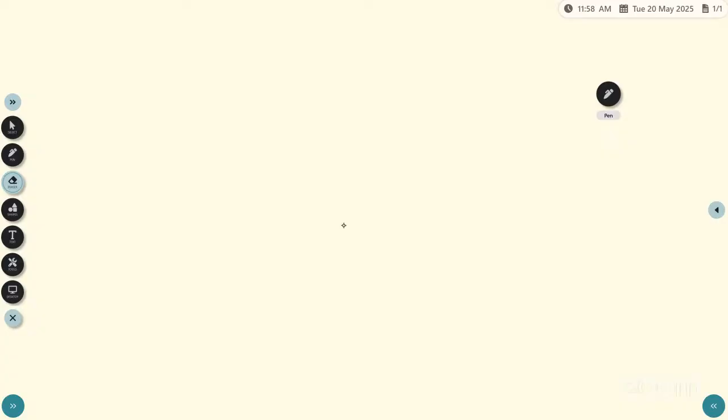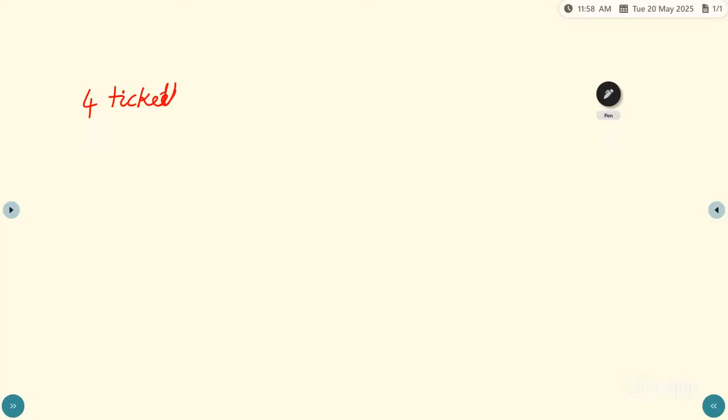Four tickets are drawn at random and arranged in ascending order as T1 less than T2 less than T3 less than T4.